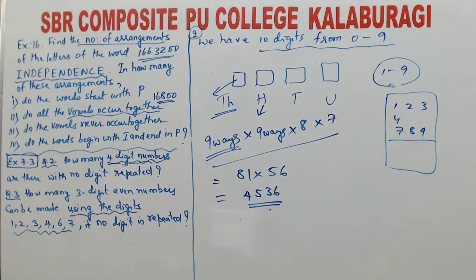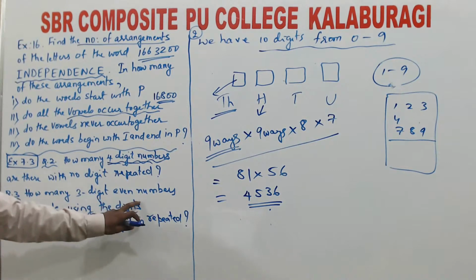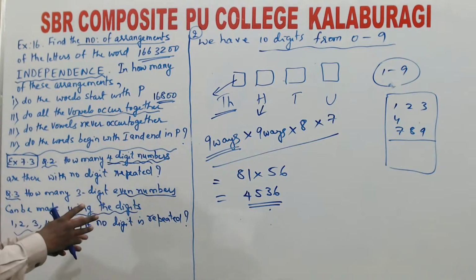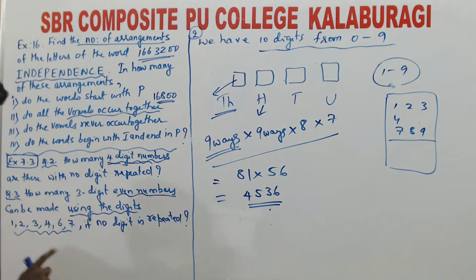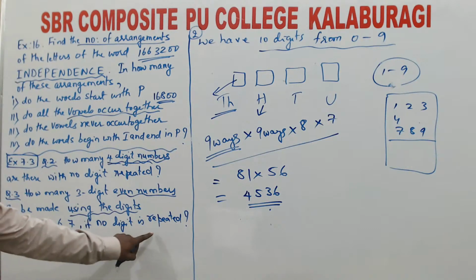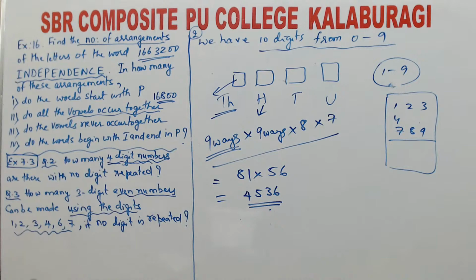Okay, now the third one, right? So what is the third question? How many 3-digit even numbers? So there is a 3-digit number, but with the condition that it has to be an even number only, which can be made using the digits 1, 2, 3, 4, 6, 7. 5 is not given in the question, I guess. Yeah, so question number 3: how many 3-digit even numbers can be made using the digits 1, 2, 3, 4, 6, 7? With one more condition: no digit has to be repeated.